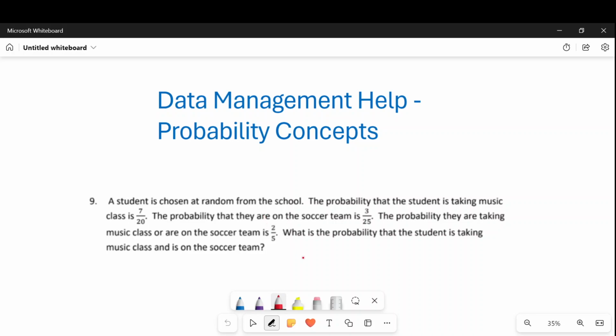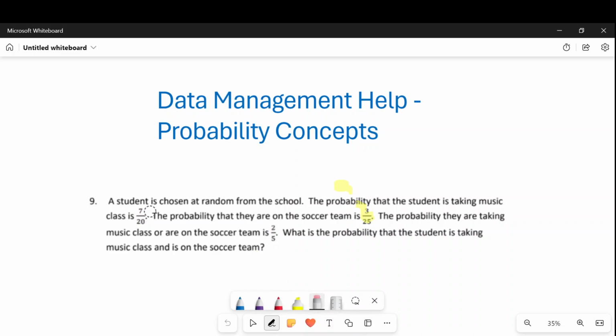The probability that the student is taking music class is 7 out of 20. The probability that they are on the soccer team is 3 out of 25. And the probability they are taking music class or are on the soccer team is 2 out of 5. What is the probability that the student is taking music class and is on the soccer team?